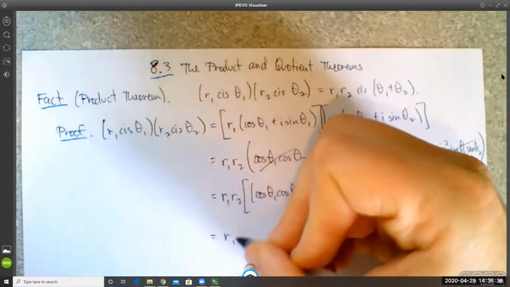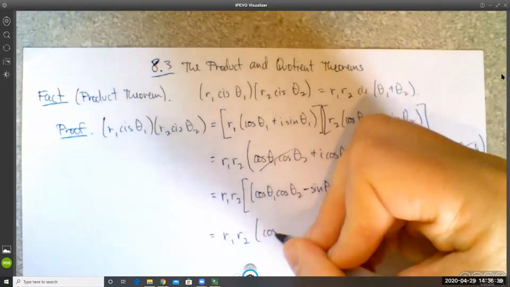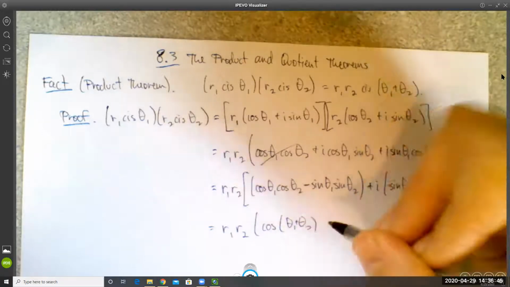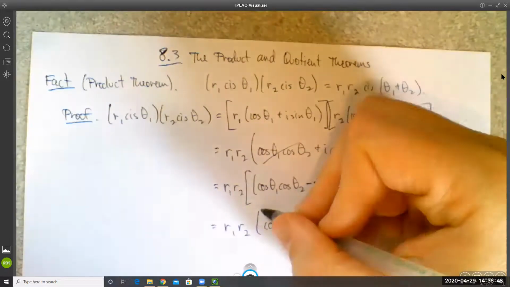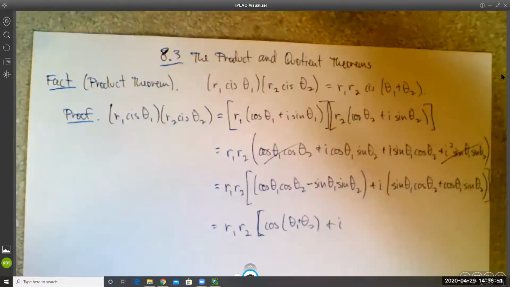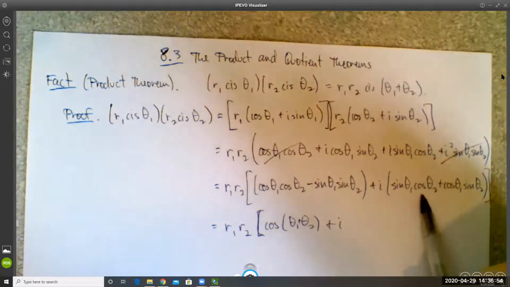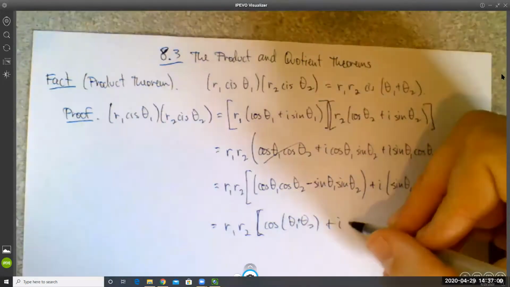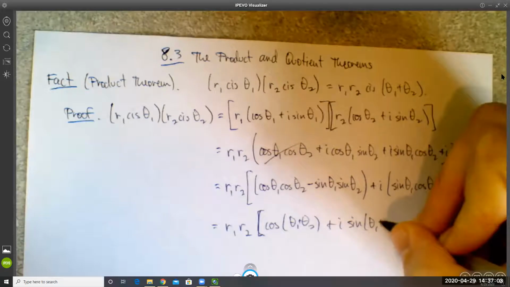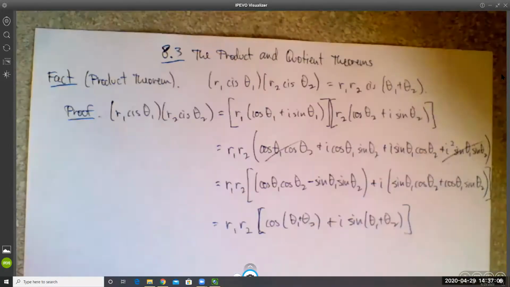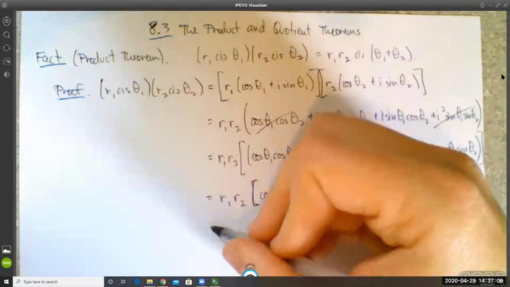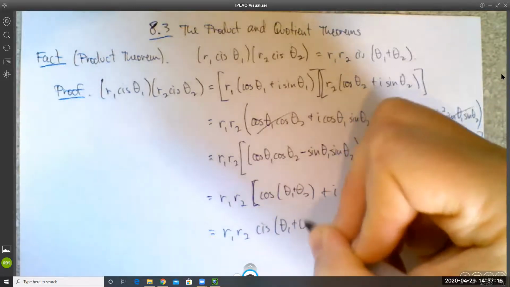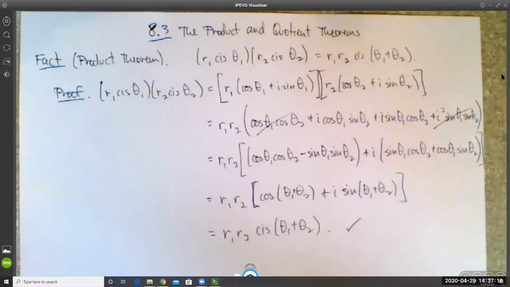So we've got r1 r2 times cosine (theta 1 plus theta 2), plus i times, well, let's think now. Sine alpha cosine beta plus cosine alpha sine beta. That was the same thing as sine of alpha plus beta. So this is going to be sine (theta 1 plus theta 2). And there you have it, right? So writing this back in condensed form, we would say this is r1 r2 cis (theta 1 plus theta 2). And that's all there is to it.